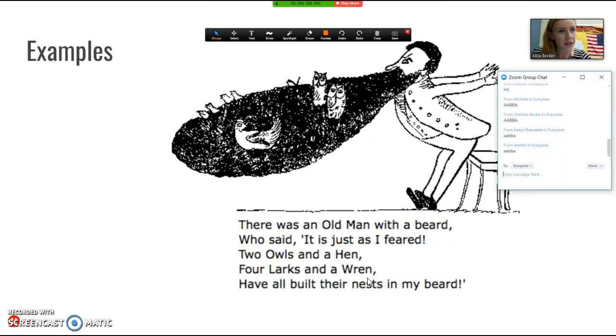Someone make a guess and go ahead and type that into the chat box, please. It has to do with the length of the lines. Okay, any other guesses? I see that, Jen. Excellent. Okay, so Jen and Kaylin are absolutely correct.